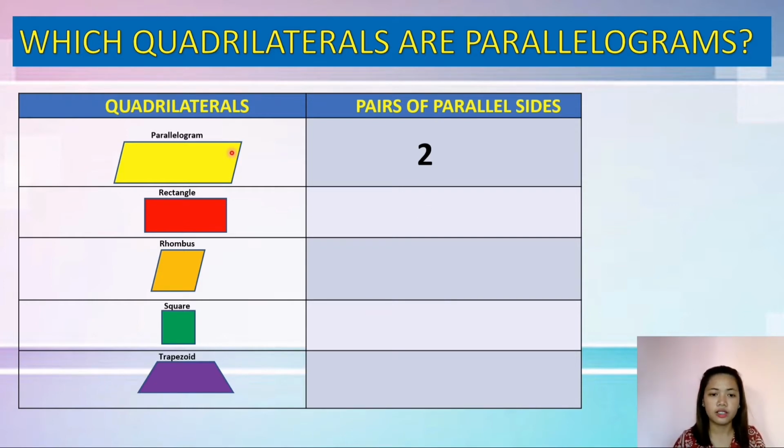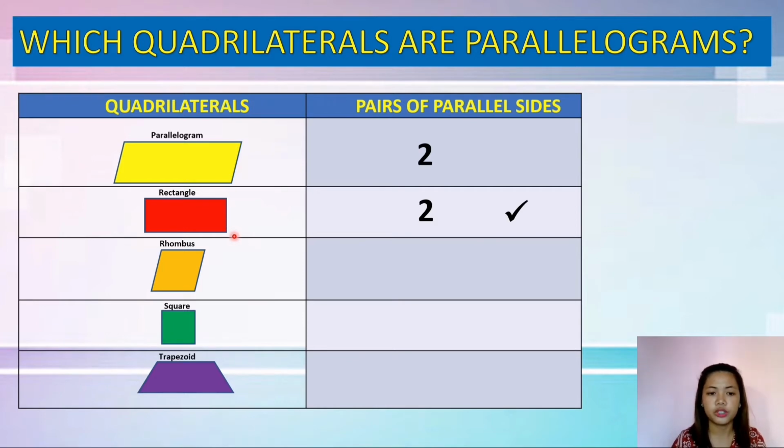How about a rectangle? We know that a rectangle is a quadrilateral with two lengths and two widths. As you can see, the lengths of this rectangle are parallel to each other, and the same goes for its widths. That's why we have two pairs of parallel sides. If we extend the lengths of this rectangle, those will form parallel lines that will never meet, and the same goes for its widths. So, is a rectangle a parallelogram? Yes, it is a parallelogram.